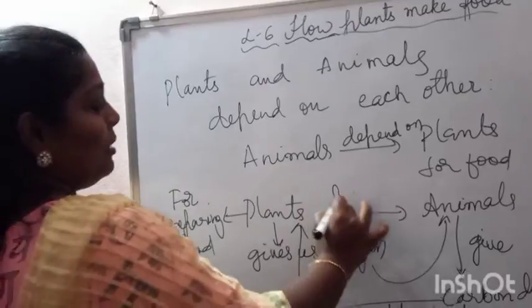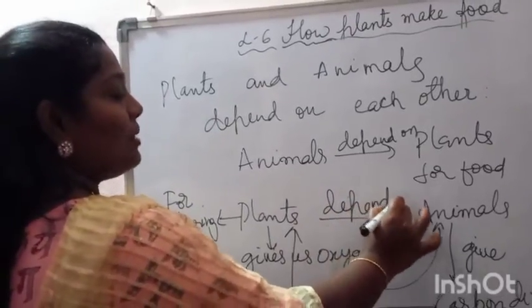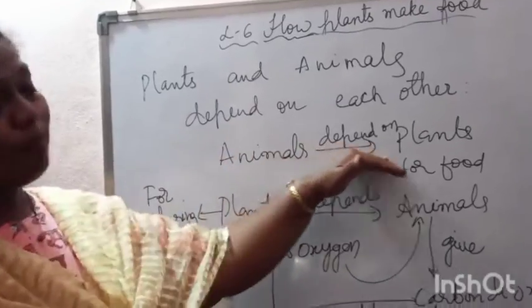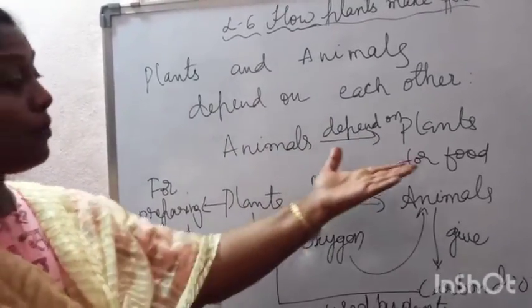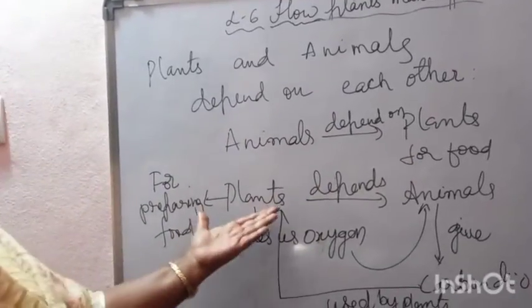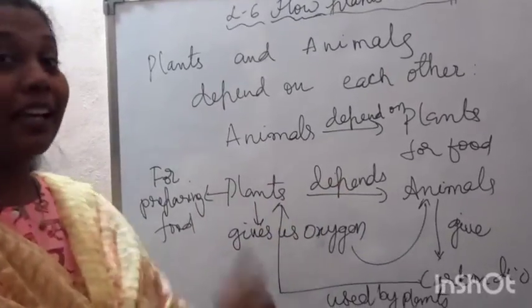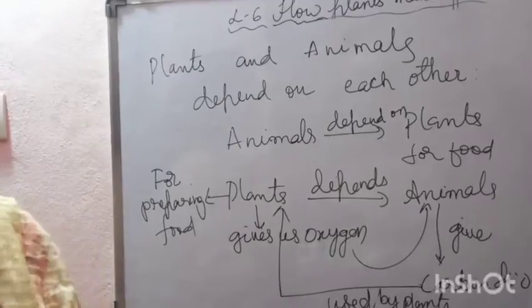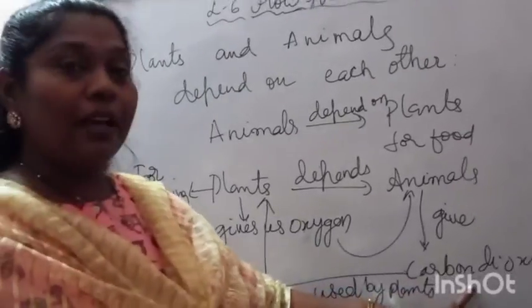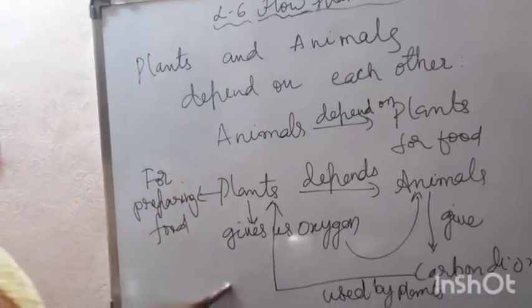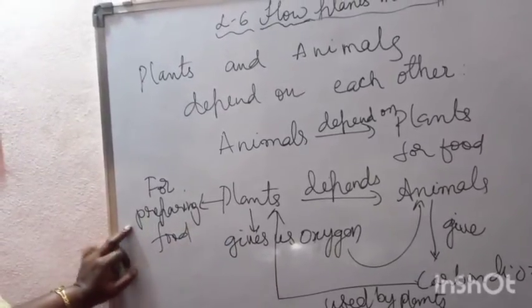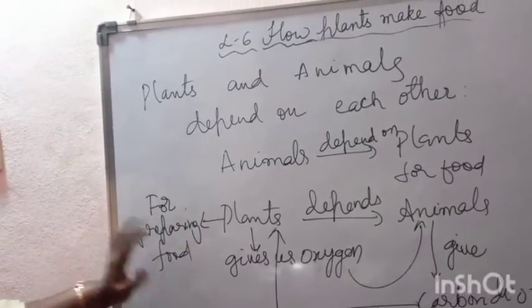Plants depend on animals. Yes. Here animals depend on plants for food, and plants depend on animals for carbon dioxide. Why? Because this carbon dioxide is used by the plants for preparing food.